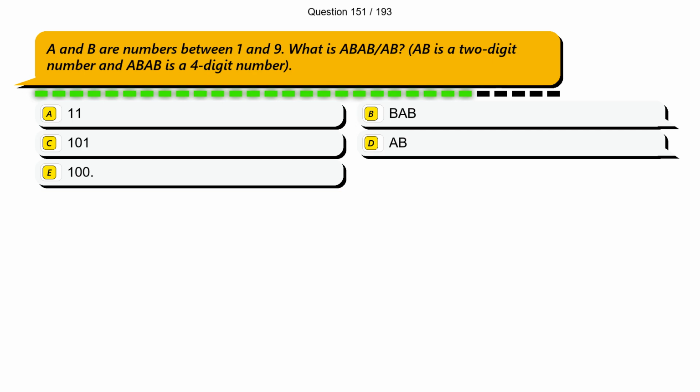Question 151. A and B are numbers between 1 and 9. What is ABAB/AB? AB is a 2-digit number and ABAB is a 4-digit number. Option A 11, option B BAB, option C 101, option D AB, option E 100.